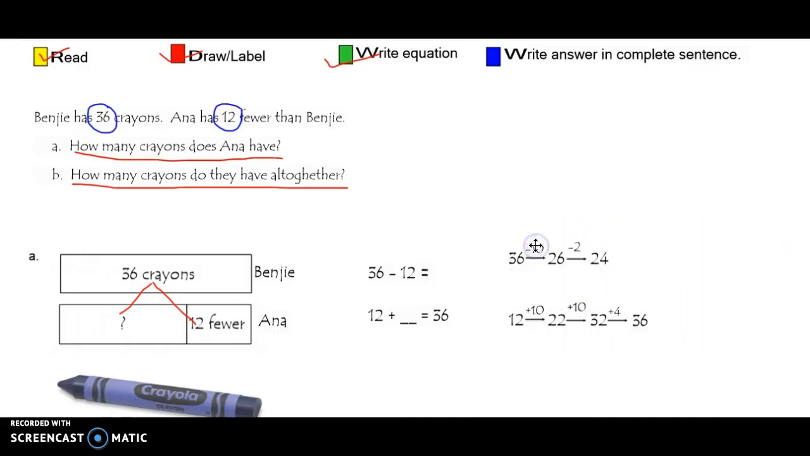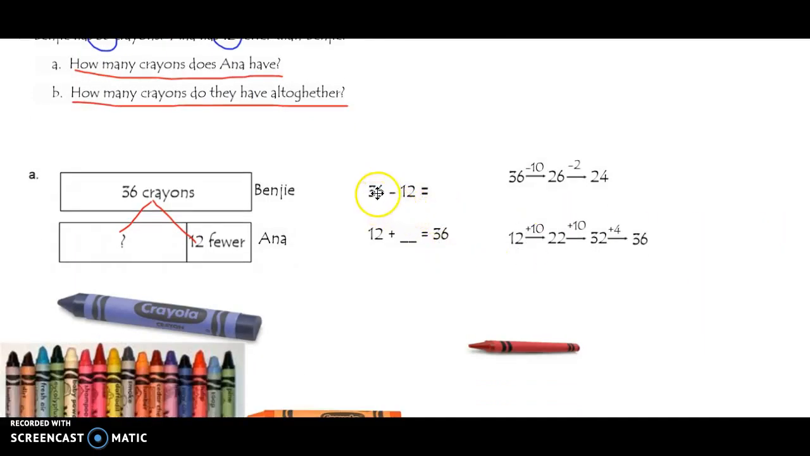Okay, so here is how I solved the problems. I started with 36, my bigger number, and I'm going to subtract 12. So I can say 36 minus 10 gives me 26, and then 26 minus 2 gives me 24. So I now know that Anna has 24 crayons.